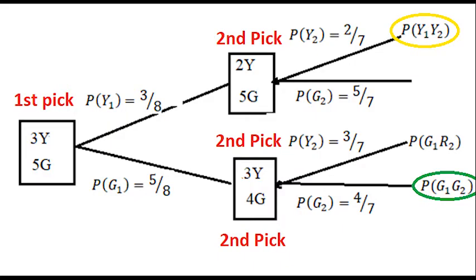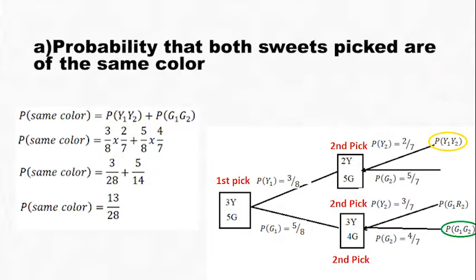To have the same color, we have 2 possibilities, that is, picking a yellow sweet first and a yellow sweet second, or picking a green sweet first and a green sweet second. The probability of picking a yellow sweet first and a yellow sweet second is 3 out of 8 times 2 out of 7. We multiply the probabilities because of the word "and", since it is a yellow and a yellow.